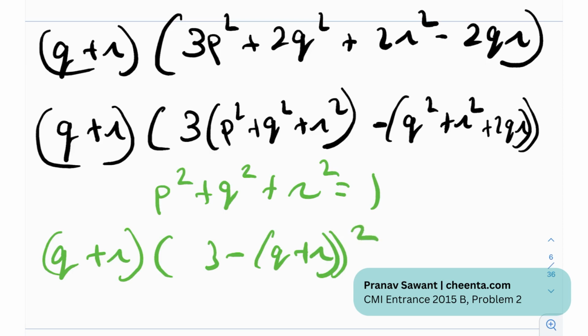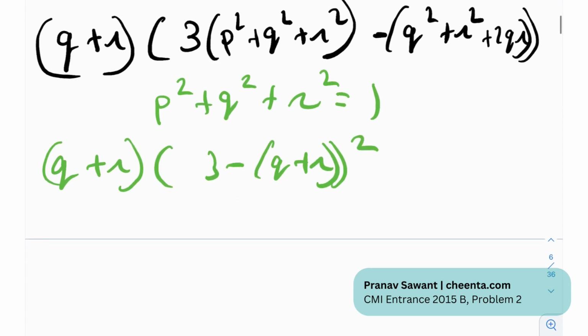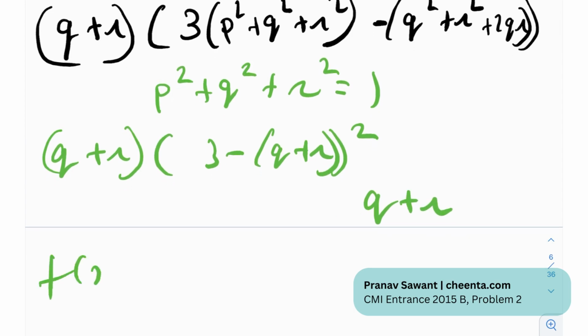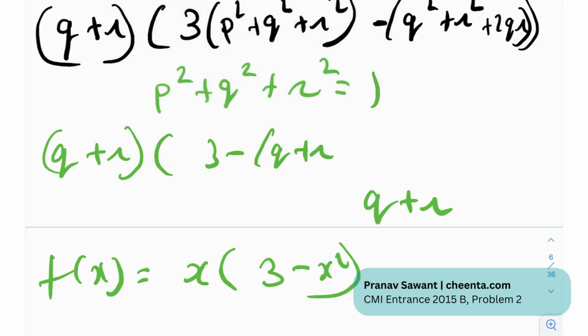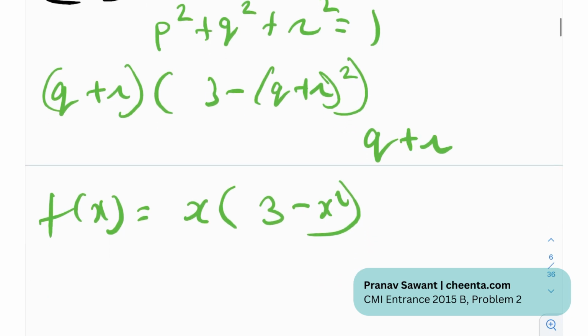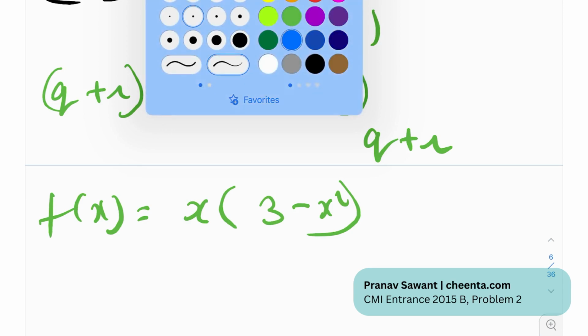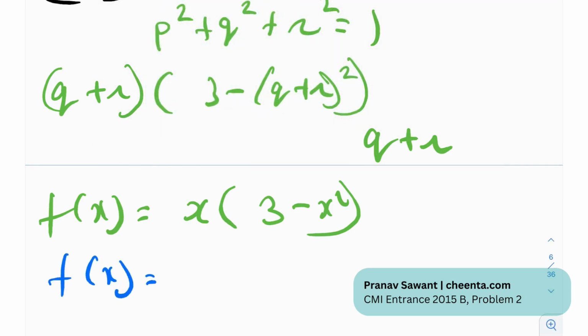And we need to maximize or minimize this. So if I take q plus r equal to x, I get a function f of x equal to (3 minus x square) times x. The x square should not be here, it's something like this. So f of x is nothing but (3 minus x square) times x, or in other words, I can just write f of x as 3x minus x cubed.